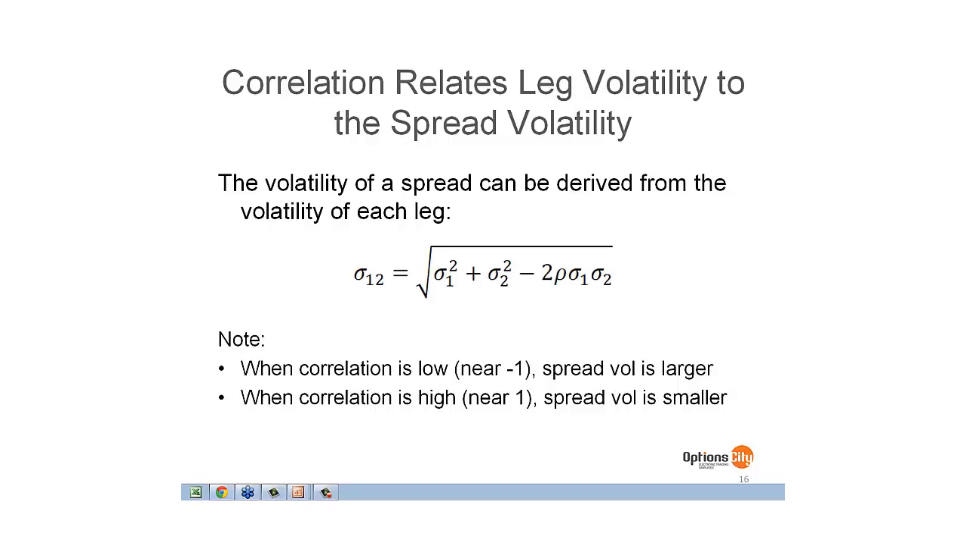One contract minus the other. So we're going to take 2 times the correlation times the vol of the first leg times the vol of the second leg. And when we add all that up, we get a new variance, which we can take the square root of, and get a volatility of the spread.